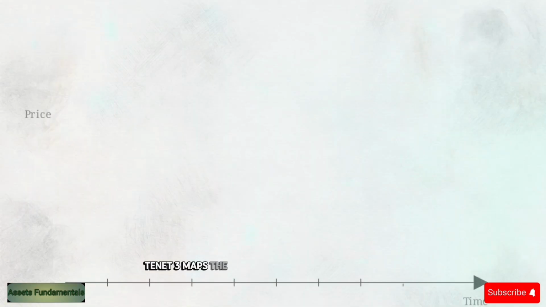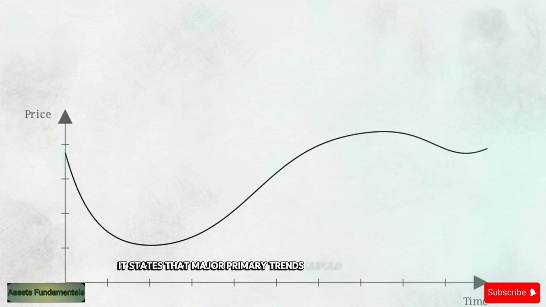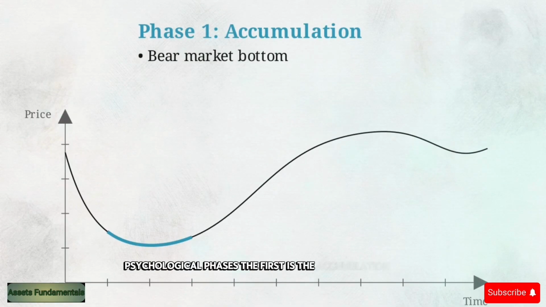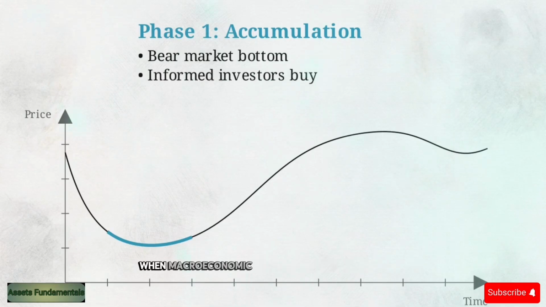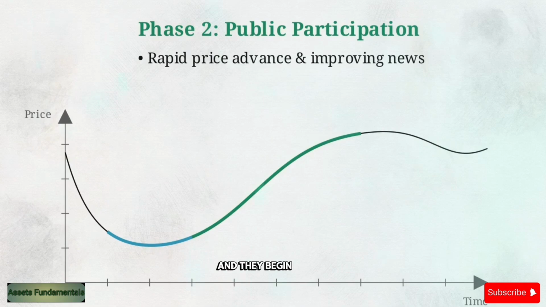Tenet 3 maps the human element onto these trends. It states that major primary trends unfold in 3 distinct psychological phases. The first is the accumulation phase. This occurs near a bear market bottom when macroeconomic news is at its most pessimistic. Here, astute, informed investors recognize that the bad news is already reflected in the price, and they begin buying.